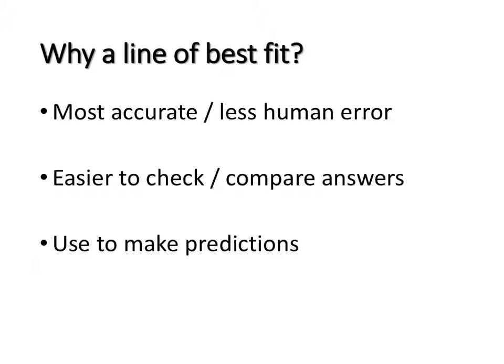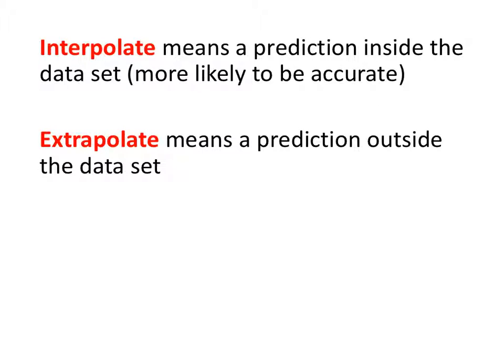Speaking of making predictions, there are 2 terms that we should recognize as part of Math 12. To interpolate means to make a prediction that falls inside the data set. And when we interpolate, our predictions are much more likely to be accurate. To extrapolate means to make a prediction outside the data set.